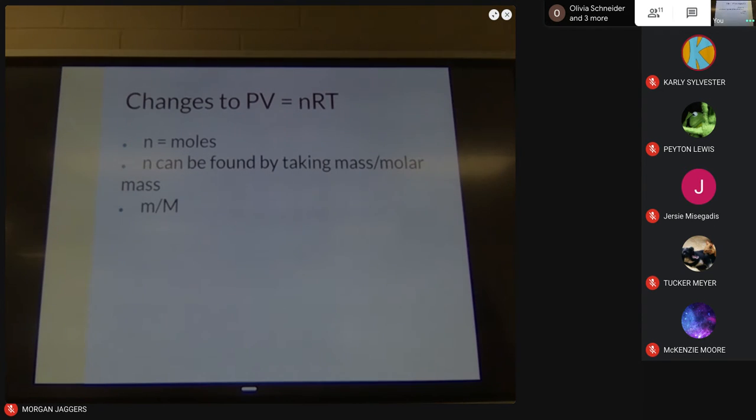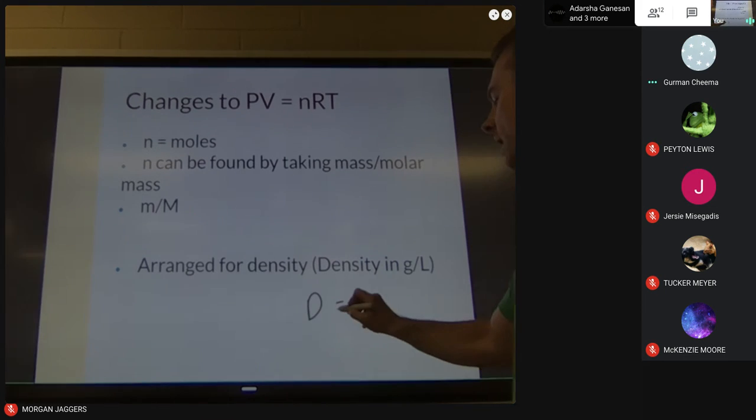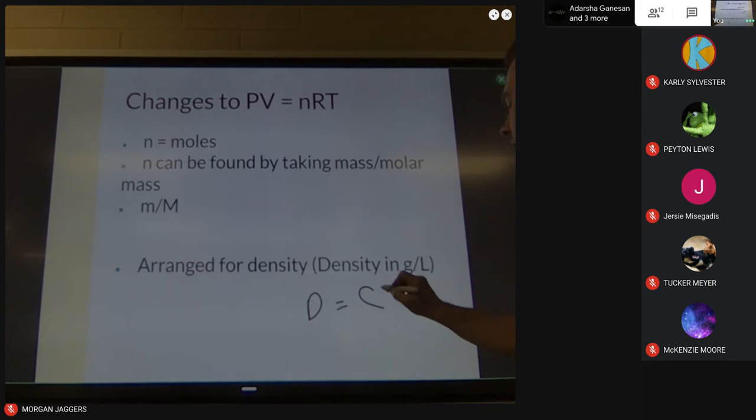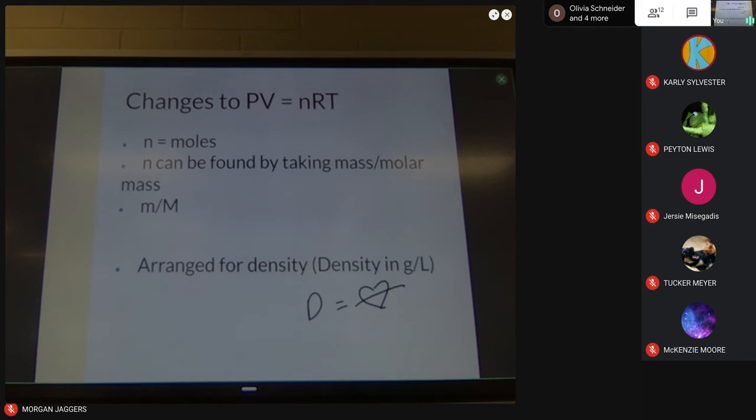So that's one. You can also take this equation and rearrange it for density. Like I said, you don't have to write this down. We'll get the final equation here, but I'm going to show you where this comes from. Back in Miss McCarville's day, she said that density is equal to mass over volume. Okay, shot through the heart. So density is equal to mass over volume.